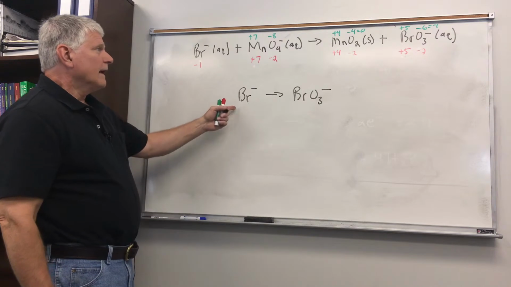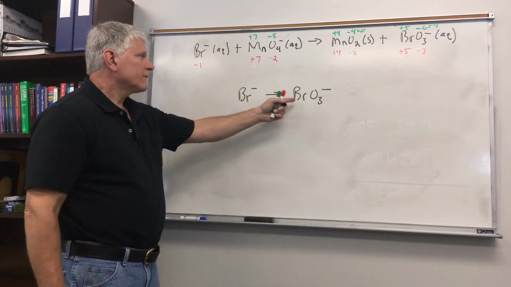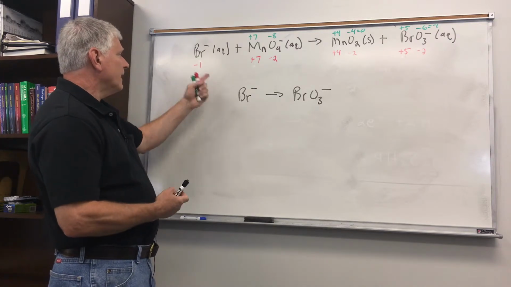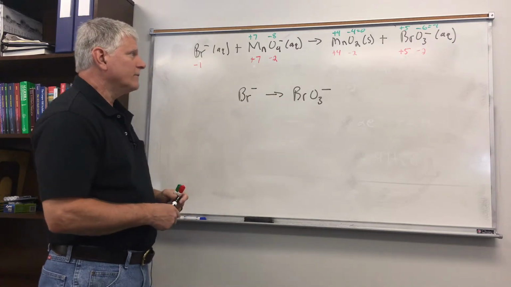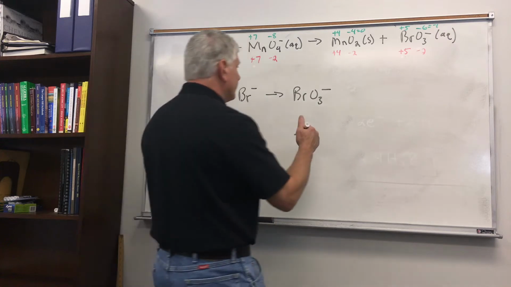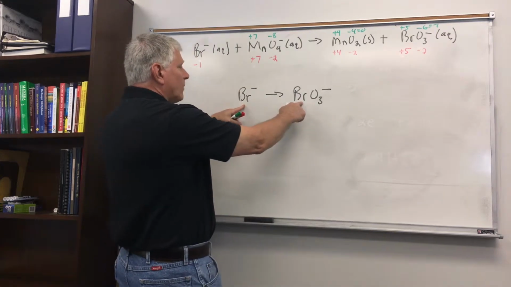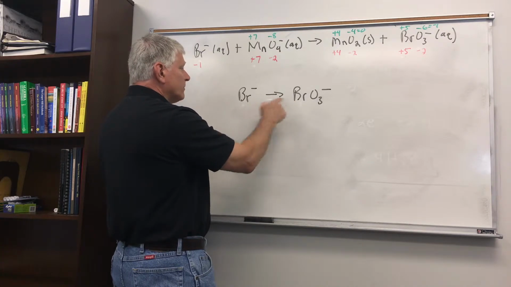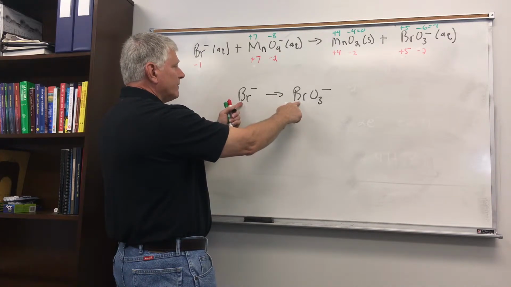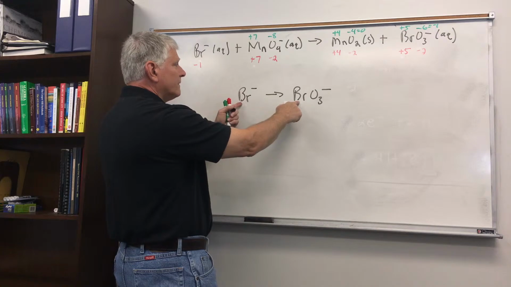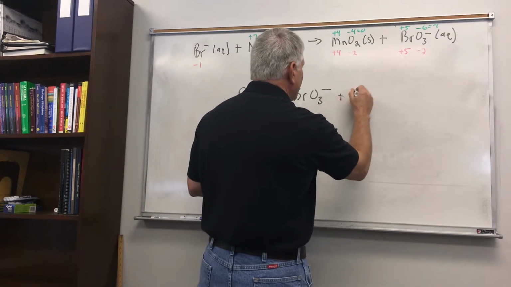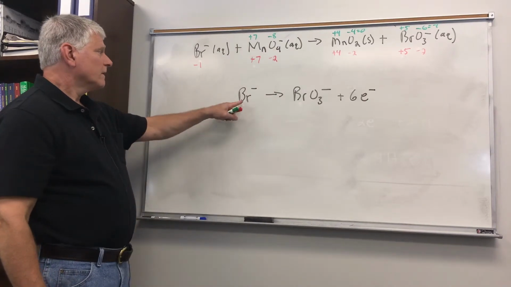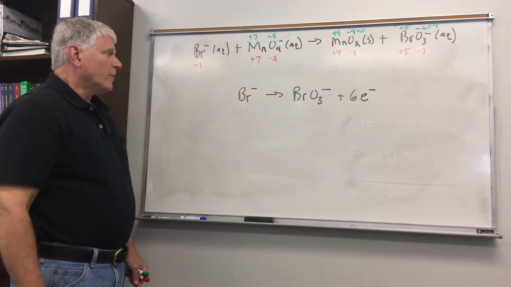And now I will assign how many electrons are required to do this. So bromine has gone from -1 to +5, so it's lost 6 electrons. So the first thing I want to do is balance the atom that is gaining or losing electrons. So here bromine is already balanced 1 to 1, and so a total of 6 electrons have been lost from the bromine atom.